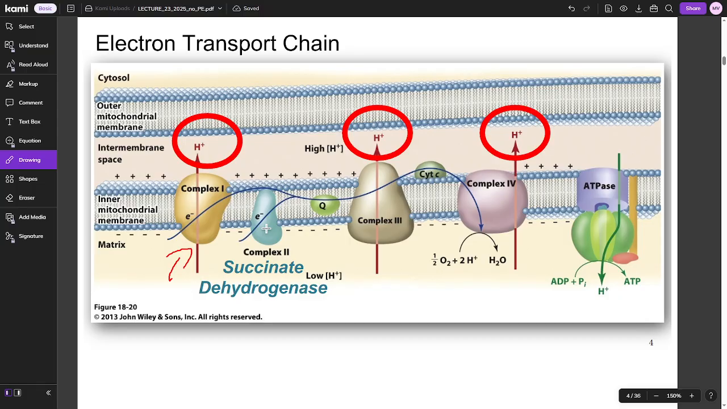So complex 2 is different because FADH2 drops its electrons at complex 2. Complex 2 is not a pump. We're skipping complex 1. Pump from complex 3, pump from complex 4, and then we've made our gradient. So there's actually less pumping going on with complex 2 than complex 1. And then when you take those H pluses and go down the gradient, you produce ATP, right?